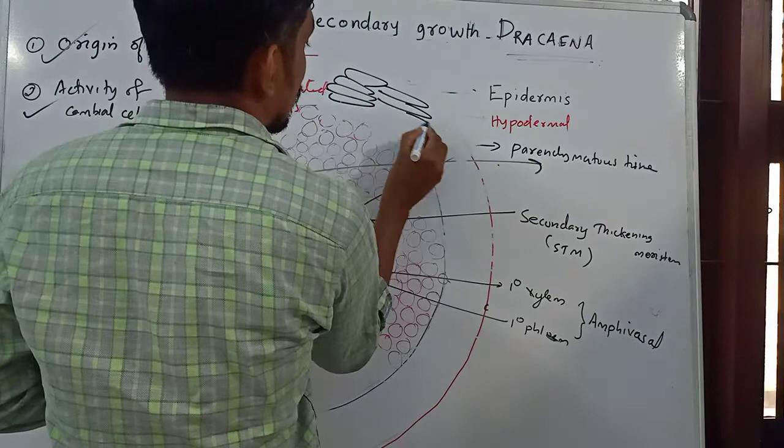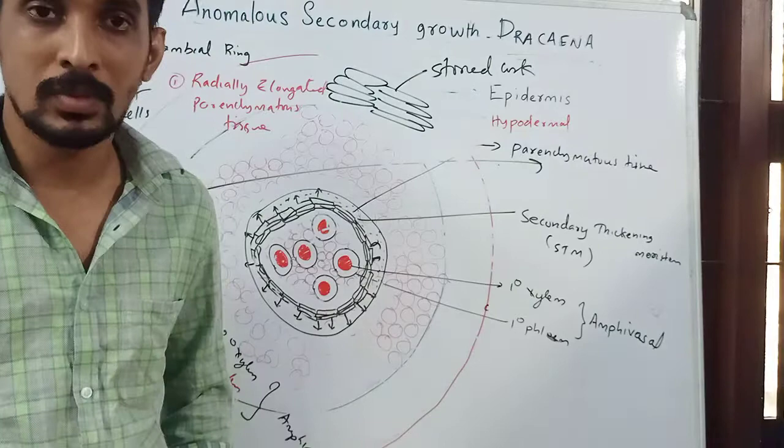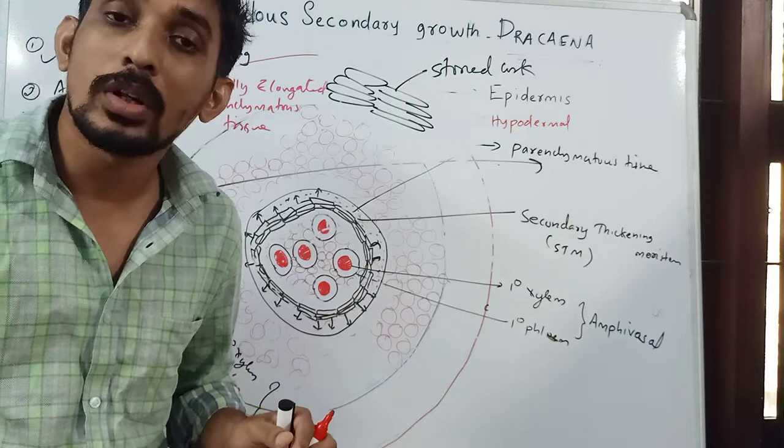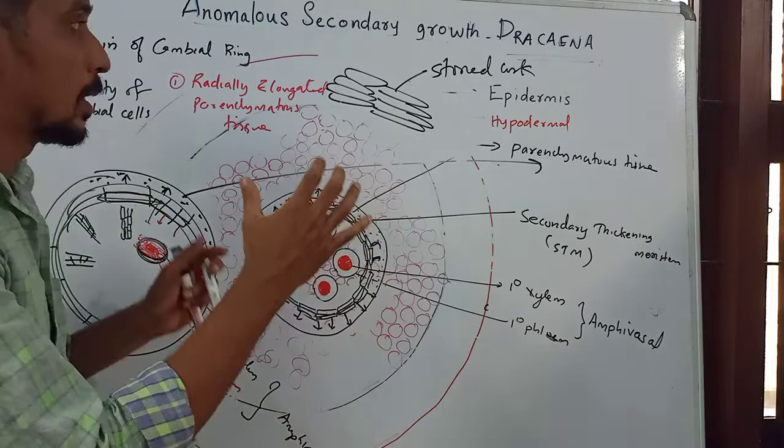That cork is called storied cork because that region possesses only phellem, or cork. That region does not contain phellogen, or the cork cambium, or secondary cork. These two tissues are absent. Here only phellem is present. So that phellem is called storied cork. Okay, so this is the pattern of secondary growth that happens in Dracaena.